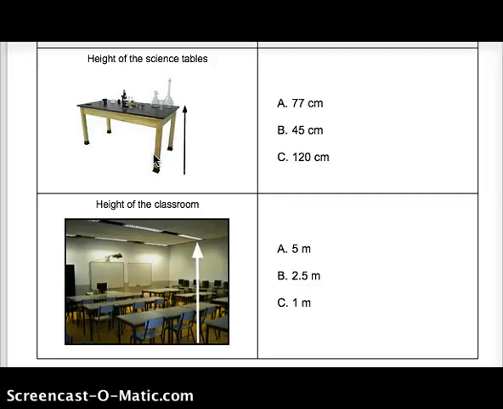The last object you need to estimate is the height of the classroom. So from the floor to the ceiling of the classroom you are sitting in right now, how tall do you think the height of the classroom is? Do you think it's 5 meters, 2.5 meters, or 1 meter? Choose the best answer now. Press pause to do this. Press play when you're done.